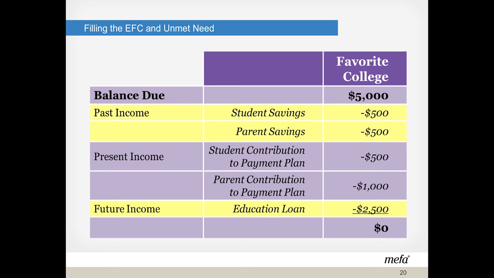And so perhaps the student decides he'll work part-time and contribute $500 over the course of the year, and the parent, by working throughout the year, will also contribute about $1,000 over the course of the year. And then finally, perhaps as a family, we decide to take a small loan, an education loan of $2,500. All of these amounts together come up with that $5,000 that we owe as a family to that college. So keep in mind, when you get your college bill, you might have to pull your funds from different resources, your savings and your current income, your future income, meaning taking a loan, to pay for that college cost.